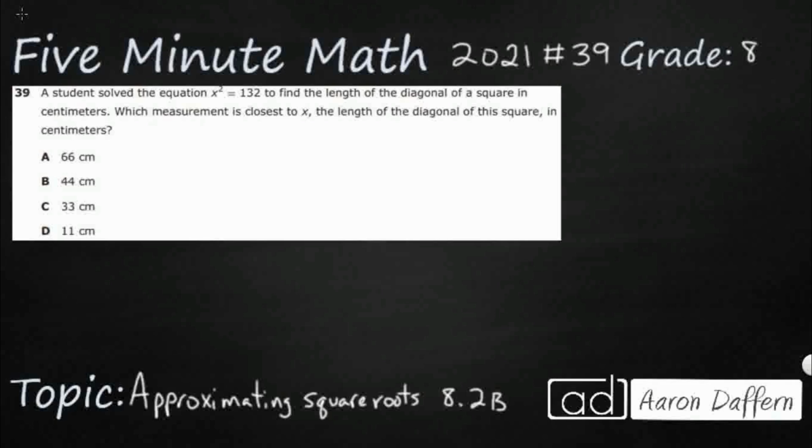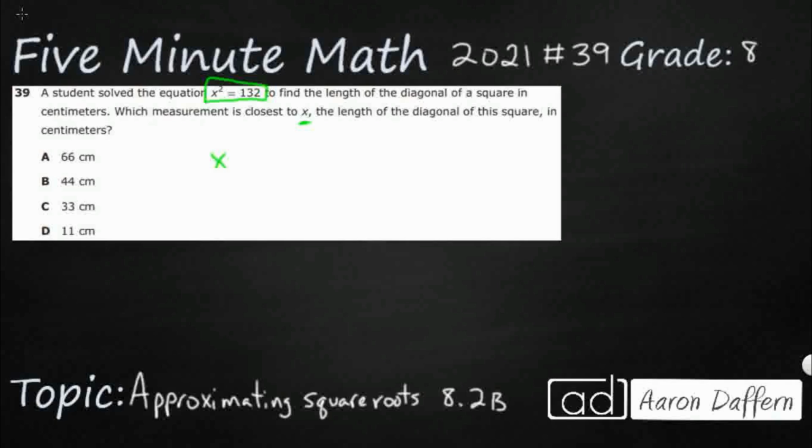So we have a student solving an equation. Looks like x squared equals 132. Find the length of that diagonal of a square in centimeters. So we need to find x, the length of the diagonal of this square, in centimeters. So we're looking for x.